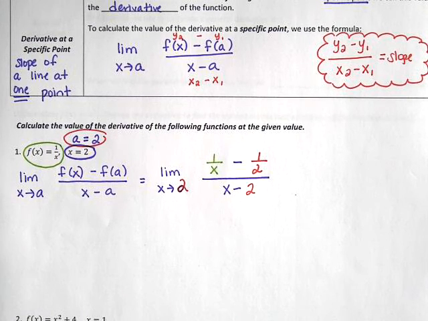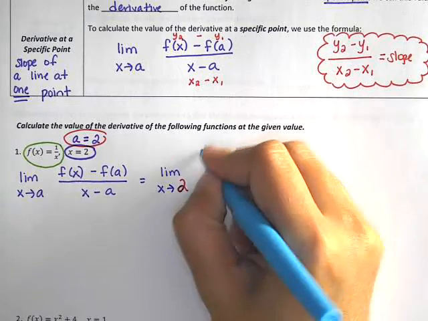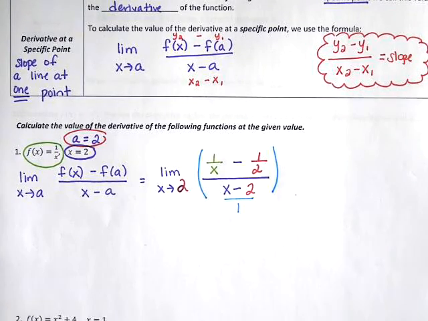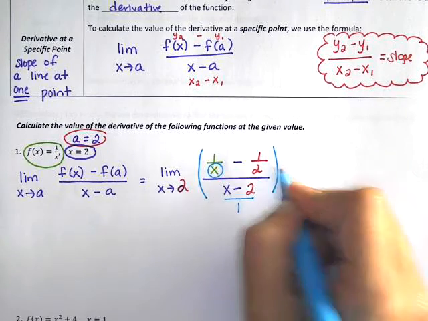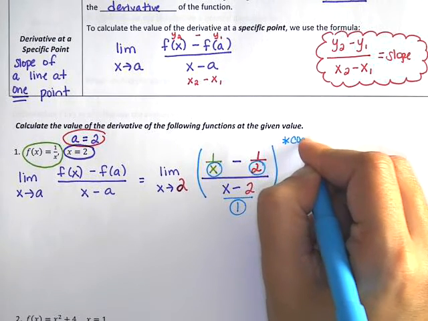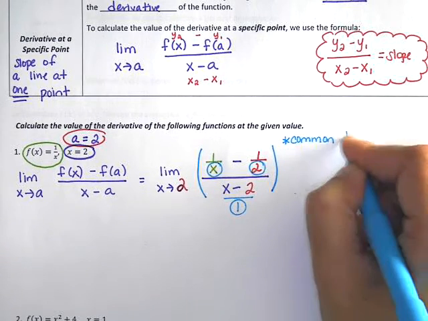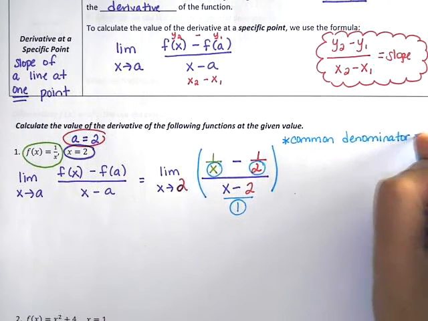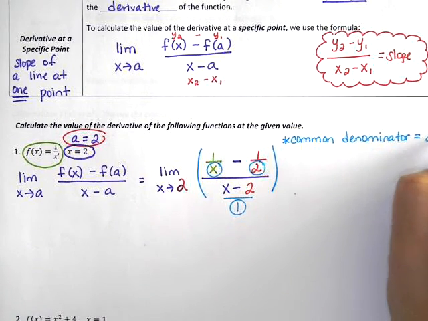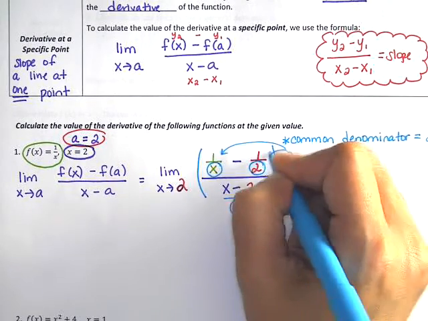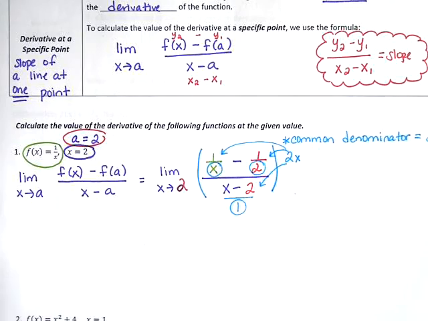In this problem, what I'm going to do is multiply the whole thing by the common denominator. Now the invisible denominator on the bottom is a 1. If I look at all 3 of these denominators, I get 2x. So I'm going to multiply each fraction separately by 2x and see what happens.